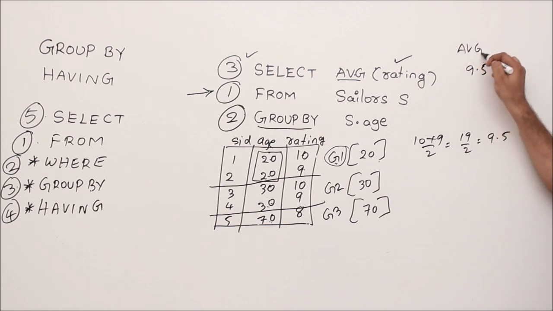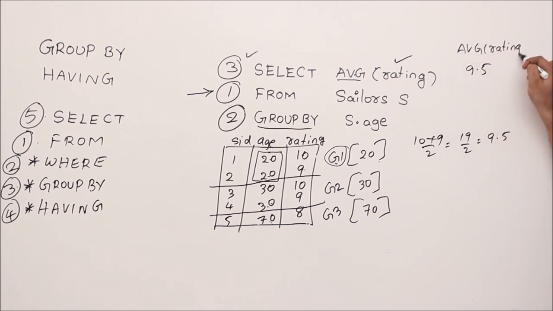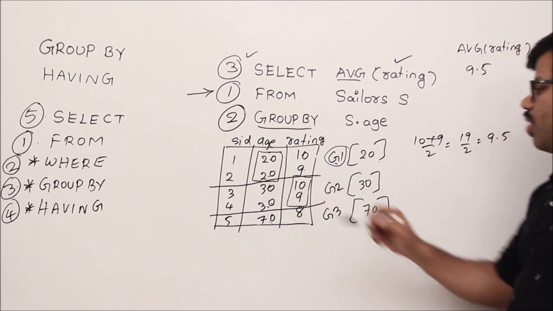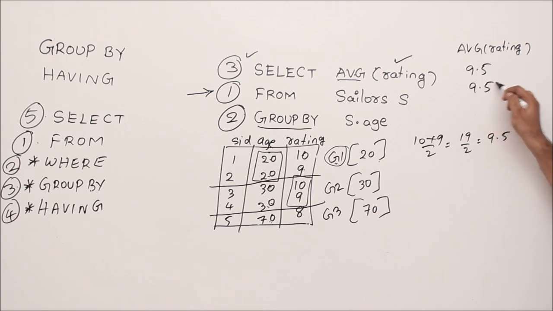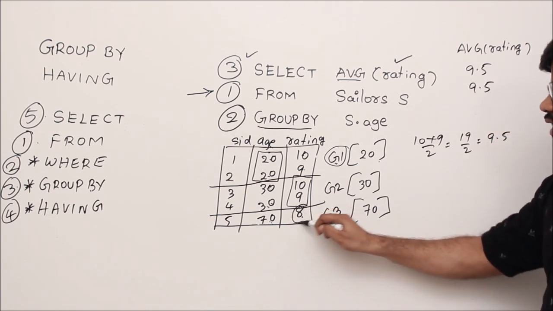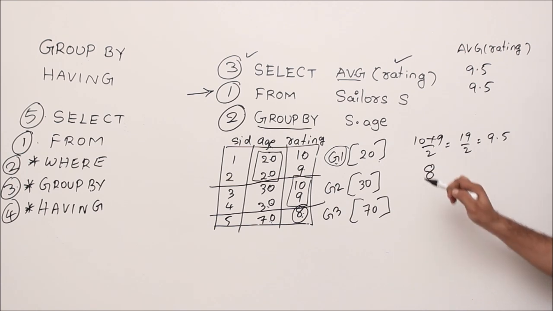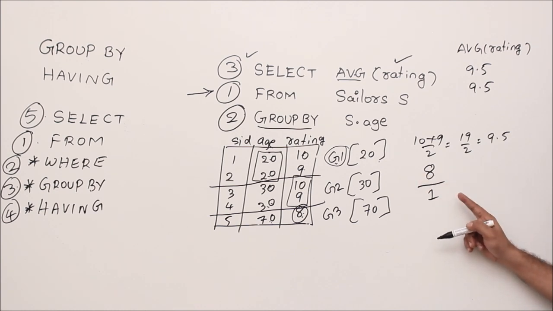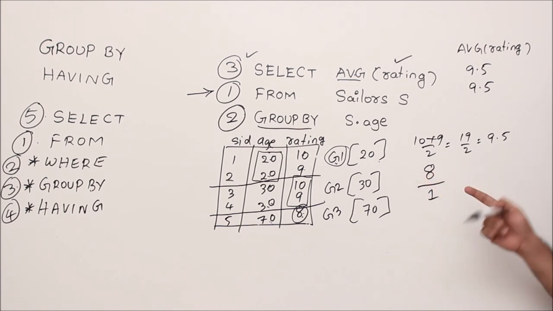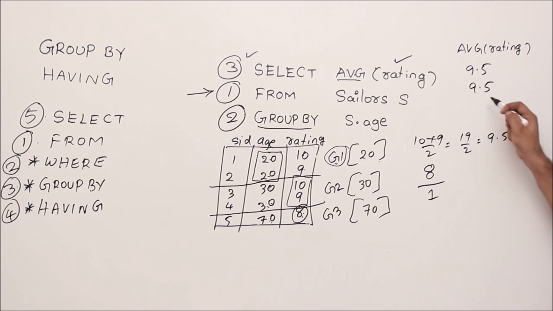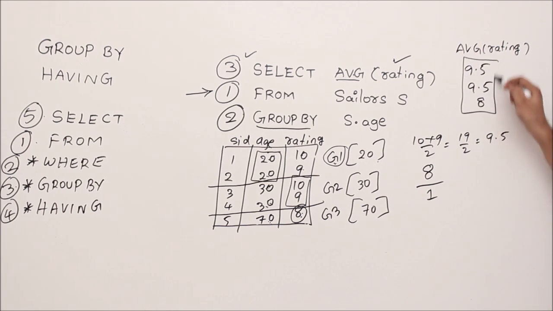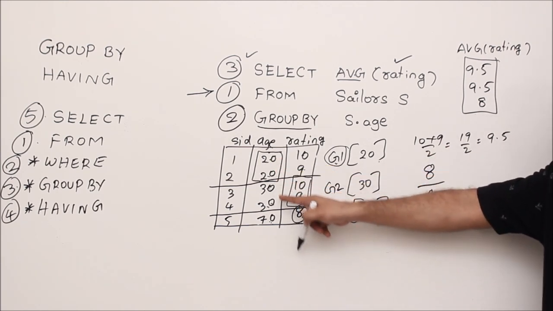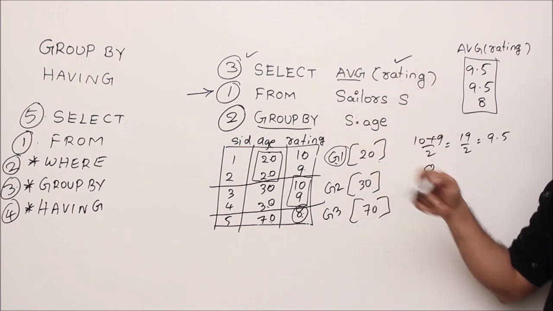So we are computing only average rating, right? Now the second group, in that the ratings are again 10 comma 9, correct? So 9.5 will be the average rating. Then the third group, in that there is only one element, right? Then the sum is 8, only one value, divided by 1. Sum of the values divided by the number of such values, 8 by 1. So 8 will be the average rating. This will be printed. So it is easy to understand that first of all grouping is done, later all the aggregate operators will be performed.